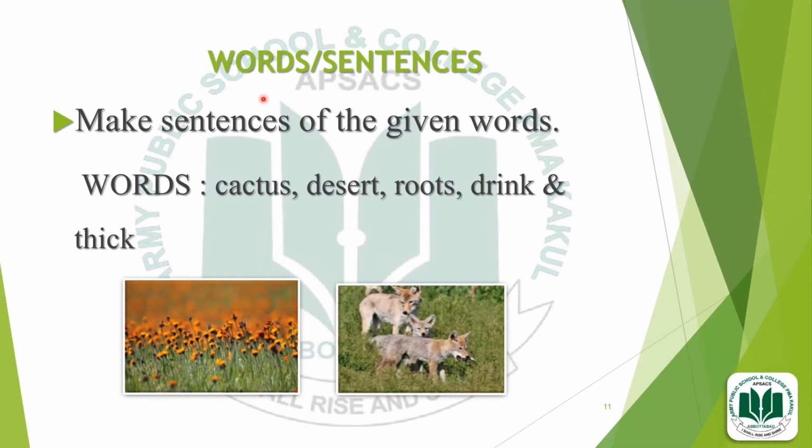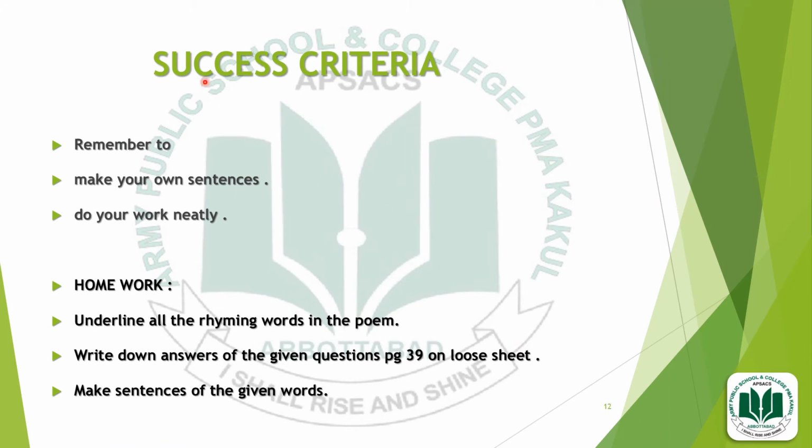Words, sentences. Now, as I have discussed that you have to make sentences, here we have the words: cactus, desert, root, drink, thick. You have to make sentences of these words, but make sure you come up with your own new sentences. Success criteria. Our success criteria is remember to make your own sentences and do your work neatly.